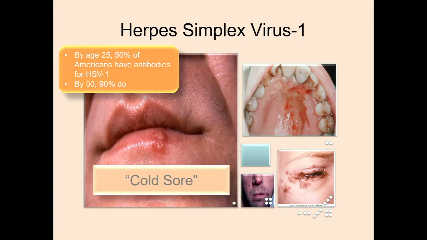By age 25, 50% of Americans have antibodies to herpes simplex virus 1, which means they've been exposed to it. By age 50, 90% of Americans have it. So this is a very widespread infection. If you have never had an outbreak of a cold sore, and you manage to spend your entire life without one, you are absolutely in the minority. The vast majority of Americans at some point will catch herpes simplex virus 1.